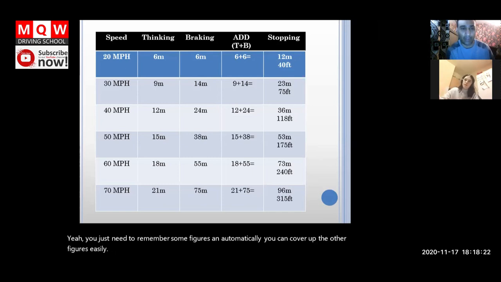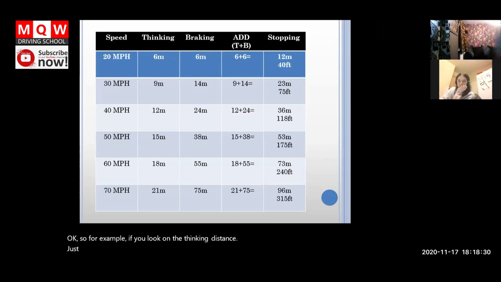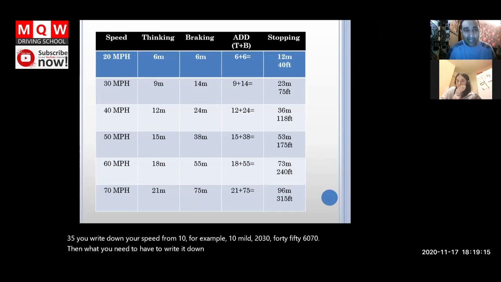So for example, look at the thinking distance. Is this a table of three? If you write down your speed from 10, 20, 30, 40, 50, 60, 70, then in front of 10 you write 3 meters, in 20, 3 plus 3, 6, 6 plus 3, 9. So it's a table of three: 3, 6, 9, 12, 15, 18, 21. Make sense?